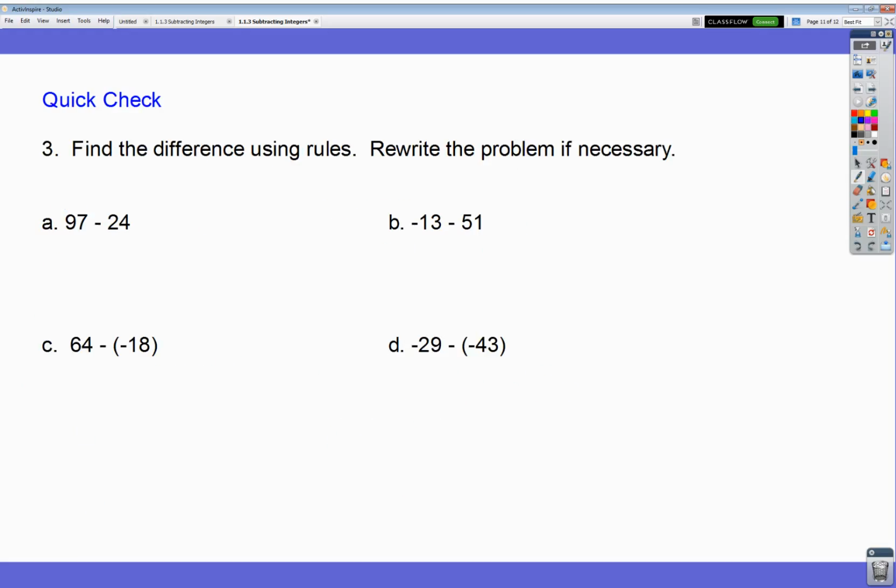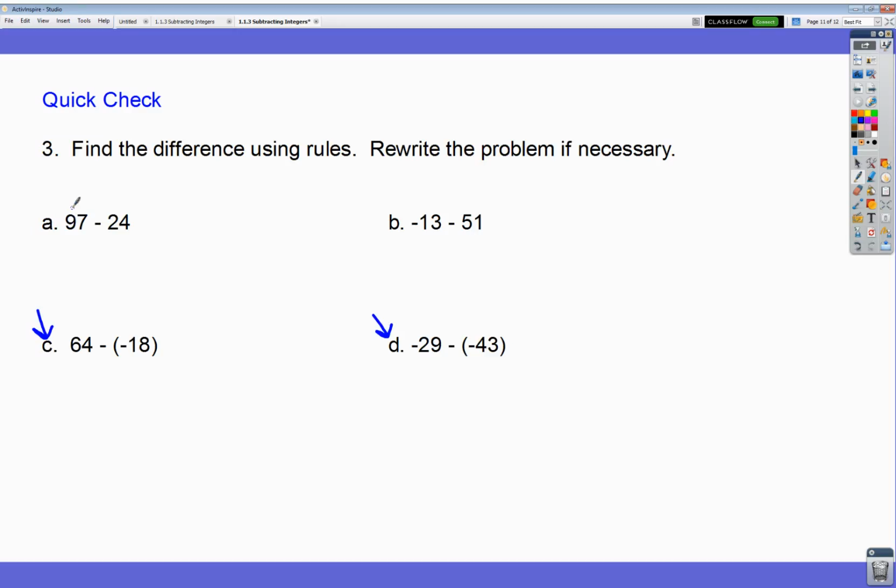Okay, moving on to the quick check. I would like you to try this by yourself. I want you to remember that for C and D, you have minus a negative, so make sure you rewrite those problems as plus instead of minus before you circle the signs and solve the problem. Okay, pause the video, come back when you're ready.